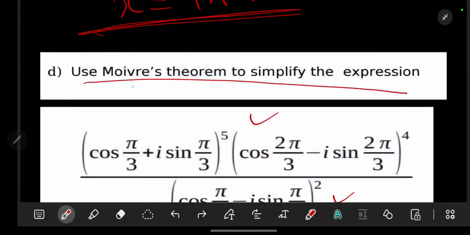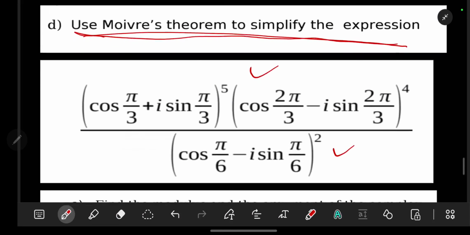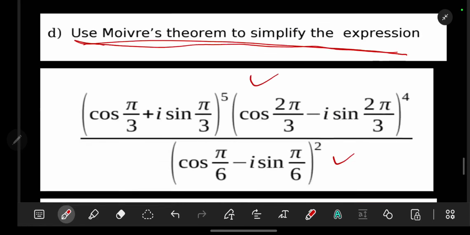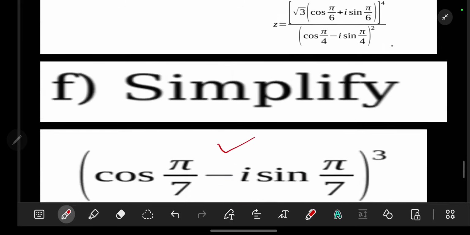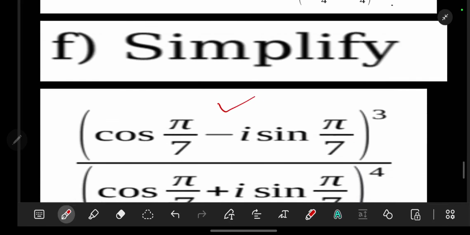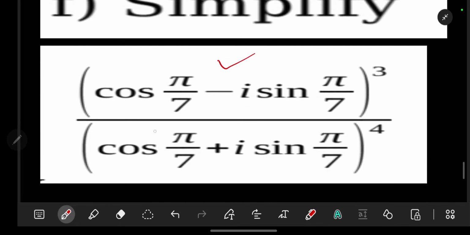So here today we are going to be looking at De Moivre's theorem, in which we are going to simplify the expression of this, find the modulus and the argument. The argument is just the angle. Then we are going to simplify this. So let's begin with simplifying this one.